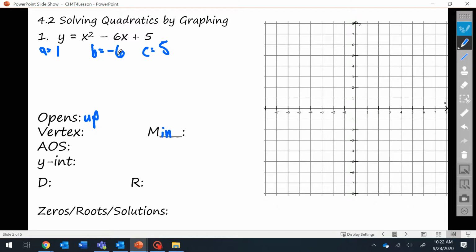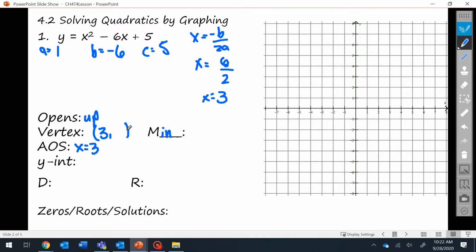Since this is in standard form, we find our vertex by using x equals negative b over 2a. This will find the axis of symmetry, which we can then use to find the vertex. So in this case, that would be negative negative 6, so 6 over 2 times 1, so over 2, which means that x equals 3. That is the axis of symmetry, and also the x-coordinate of the vertex.